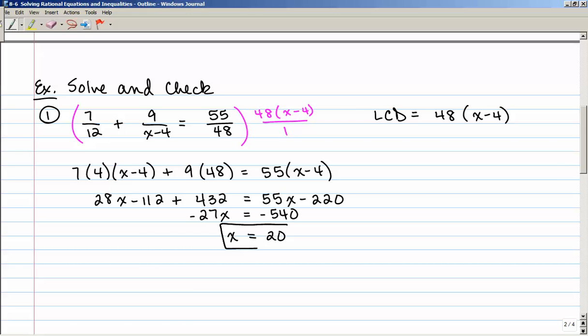Okay. Before I box that, I should try to check that and see if that works. So when I plug x back into the original equation, I'm going to have 7 over 12 plus 9 over 20 minus 4, which is 16. Is that equal to 55 over 48? And actually, I would just do the addition of those fractions in the calculator, and indeed it does check. So my answer is x equals 20.